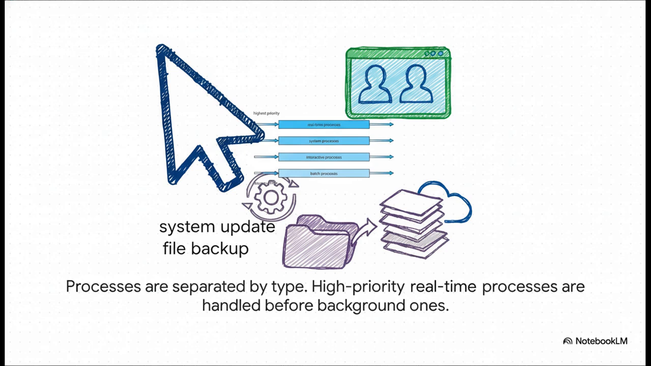So, what kind of tasks get that VIP status? Well, think about anything you're directly interacting with, your mouse cursor, the video call you're on right now. Those are what we call foreground processes, and they get high priority. Meanwhile, a background task, like a system update downloading or a file backup running, gets put in a much lower priority queue. Makes sense, right?